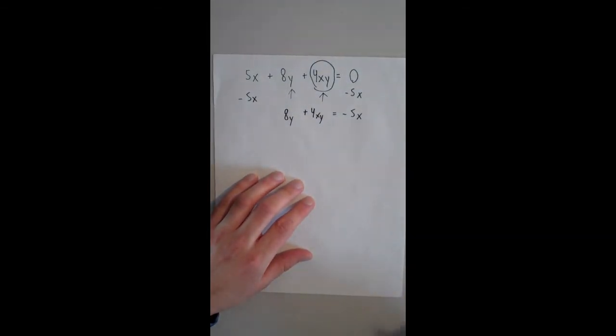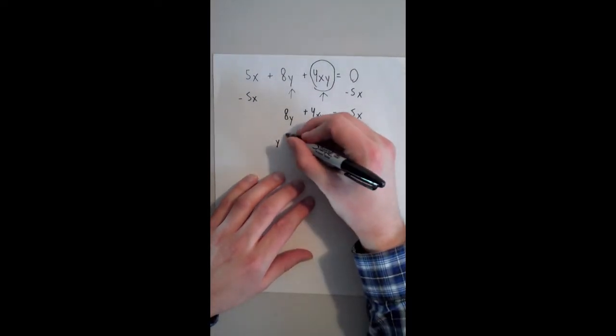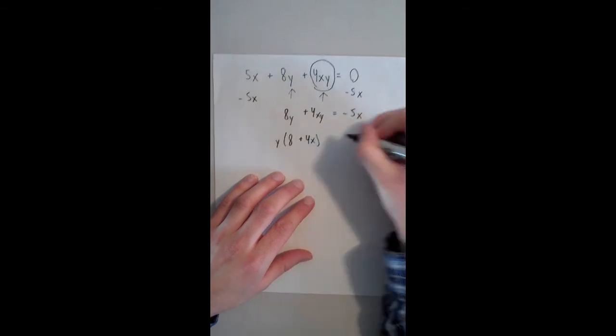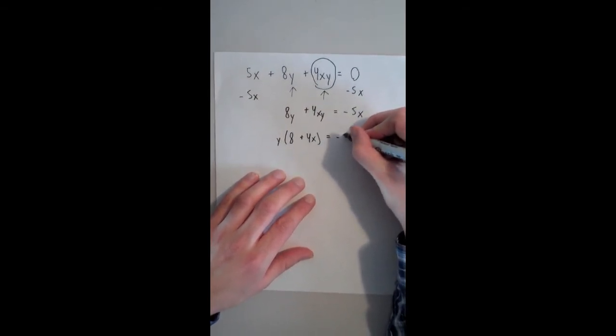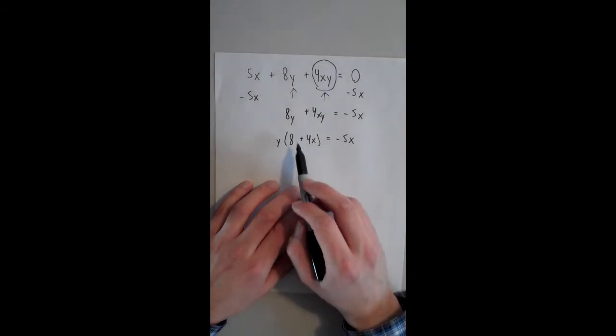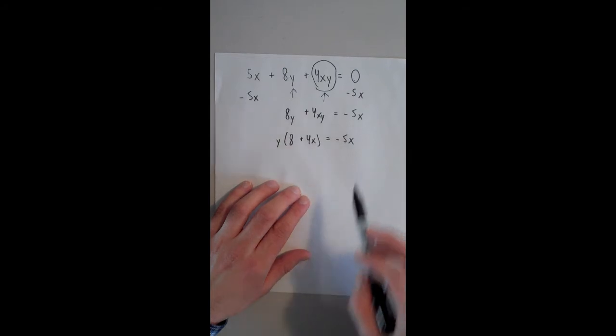Now the next thing we do here is we get y by itself by factoring y out from the left side. So we have y times (8 plus 4x) equals negative 5x. That's the point of getting all the terms with a y in them on one side and all the other terms on the other side.